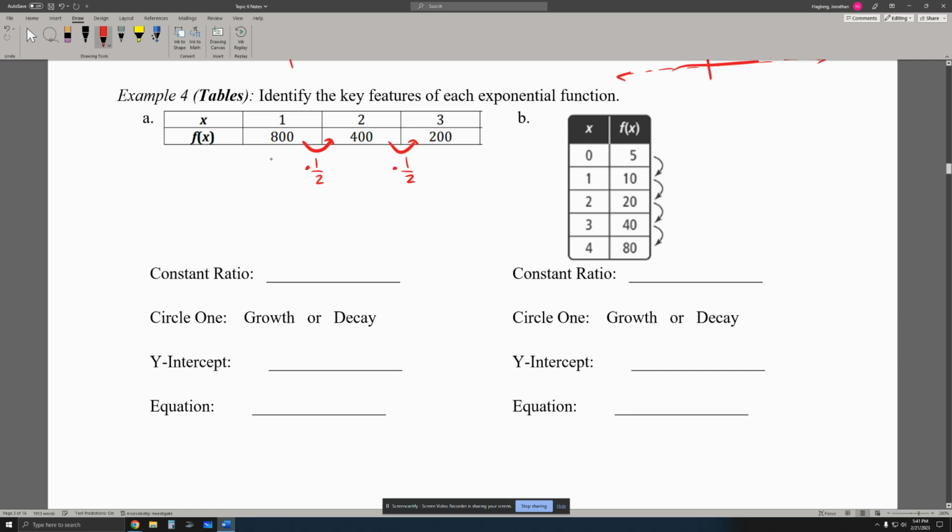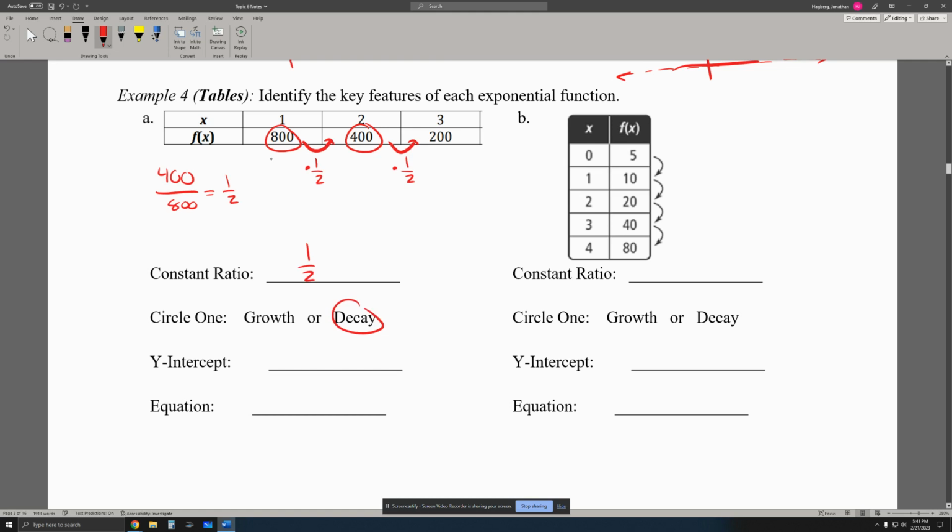One way that we can represent this is take some x value and put it over the x value right before it. So 400 over 800 reduces to 1/2. That's another way you can do that. Okay, so the constant ratio is 1/2. So we know because that's less than 1, we have exponential decay.